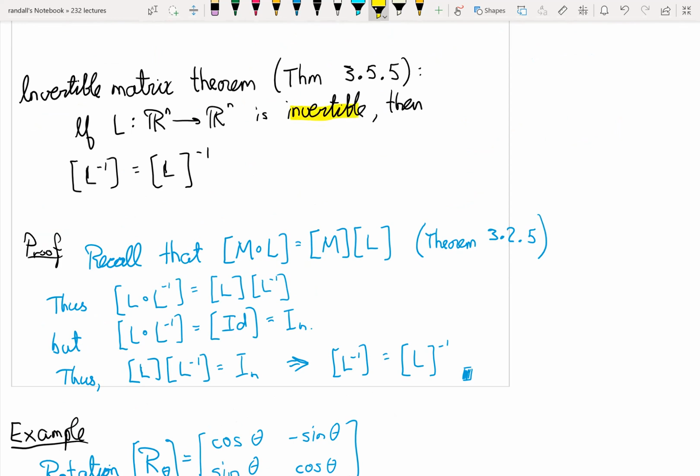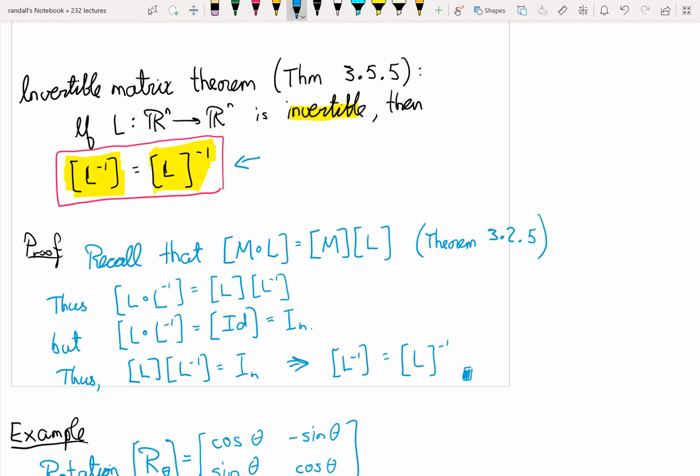If L is invertible, so I have the assumption that it is invertible, then I know two things. I know that its standard matrix has an inverse. The box L is the standard matrix, so it has an inverse, and that matrix happens to be the matrix of the inverse transformation. Isn't that interesting? That's a very important statement. Make sure you understand and appreciate what that's saying.